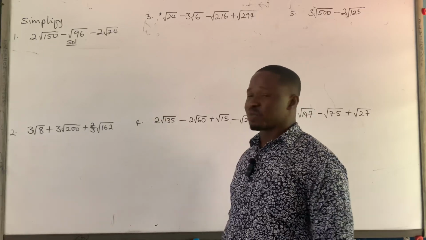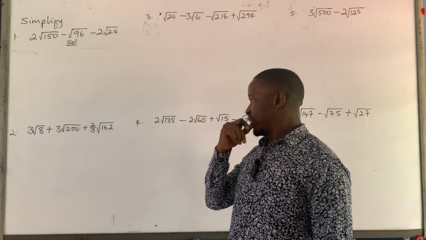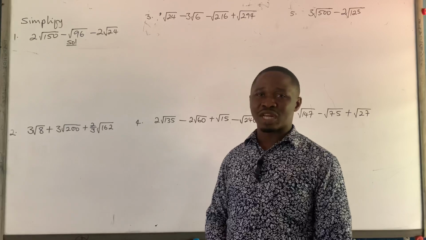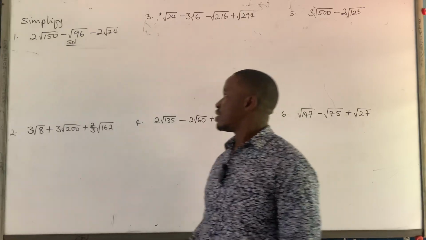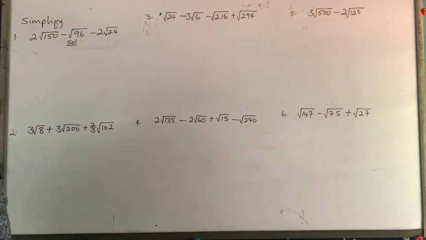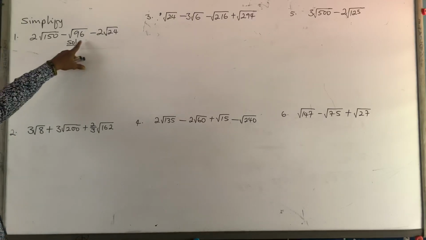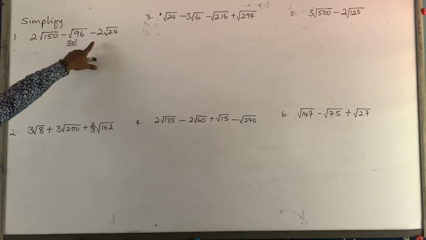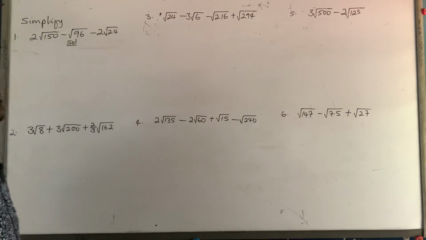We have 6 problems on the board to simplify. We are still dealing with addition and subtraction of surds. The first one here says 2 root 150 minus root 96 minus 2 root 24. It's possible that you have a question like this in your exams, senior high school or whatsoever level.